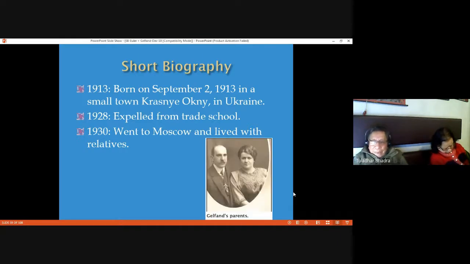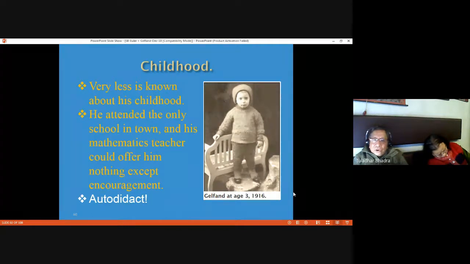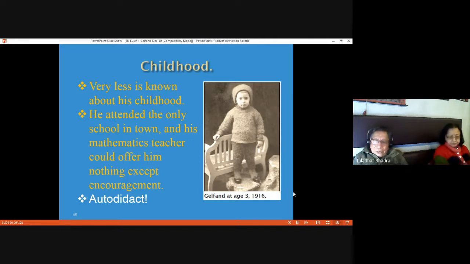About his parents, we don't know the name of his father, but it is said that his father owned a mill and was considered to be a capitalist. It means his father was quite rich, and his mother's name also is not known so far. They have been able to find a photo of Gelfand's parents. Very little is known about his childhood. He attended the only school in the town where he was born, and his mathematics teacher could offer him nothing except encouragement. So this is the photo of Gelfand at the age of 3 in 1916.